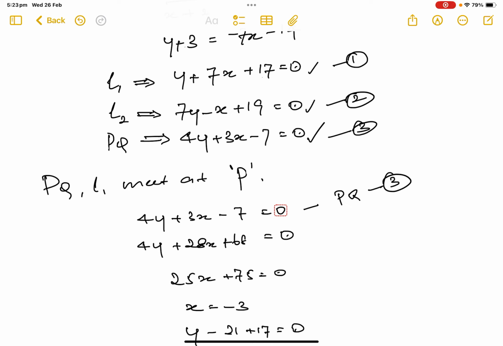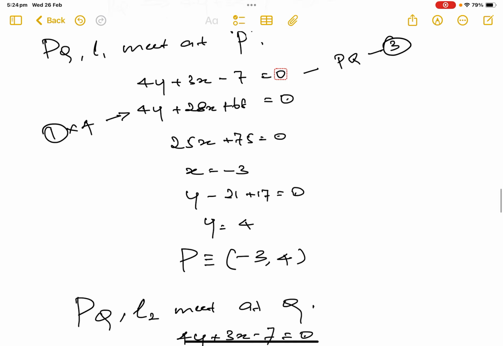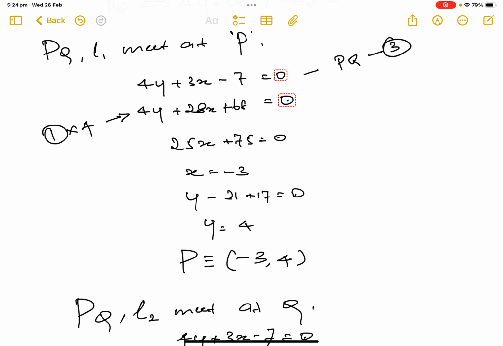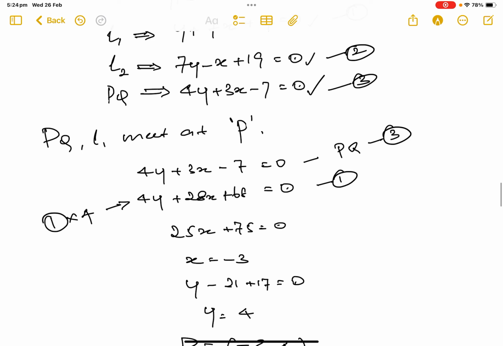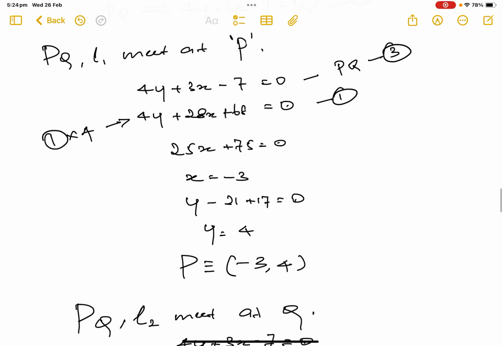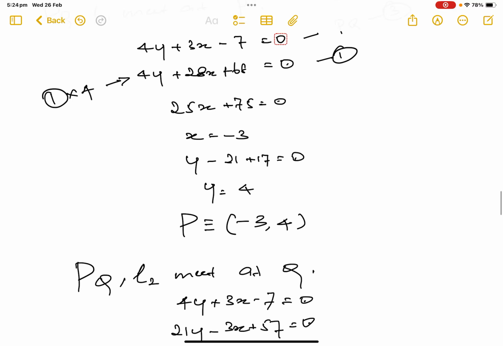Then this one, 1 multiplied by this 1 multiplied by 4. That is this, so 4y. 4 times 7 is 28, and 4 times 17 is 68. From that, subtract y, eliminate from this one, isn't it? Yeah. So 1 minus 3 gives you 25x. 4y cancelled out, 25x. And 68 plus 7 is 75. So x equals minus 3.